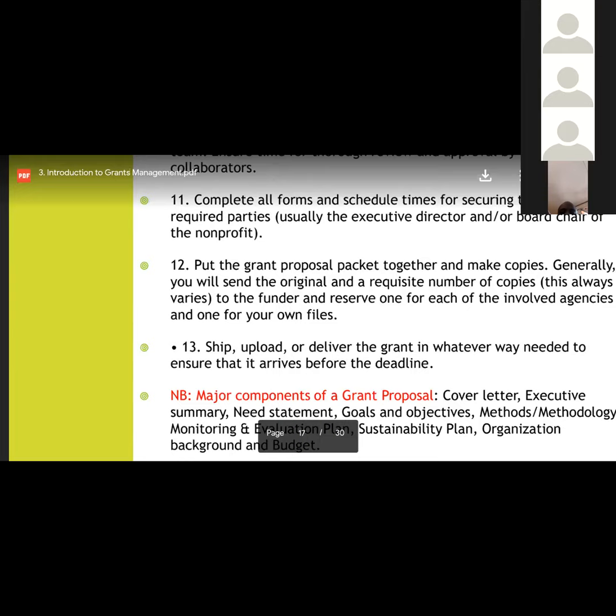And so the other thing is the issue of what is the typical structure for grant proposals. Grant proposals will normally have headings like cover letter, executive summary, needs statement, goals and objectives, methods or methodology, monitoring and evaluation plan, sustainability plan, and organizational background and budget. Those are typical components that will always be requested.